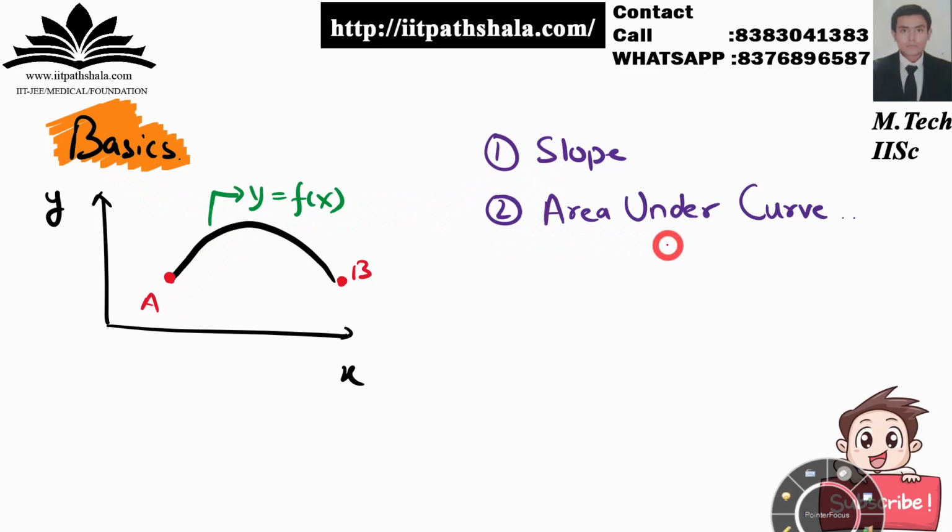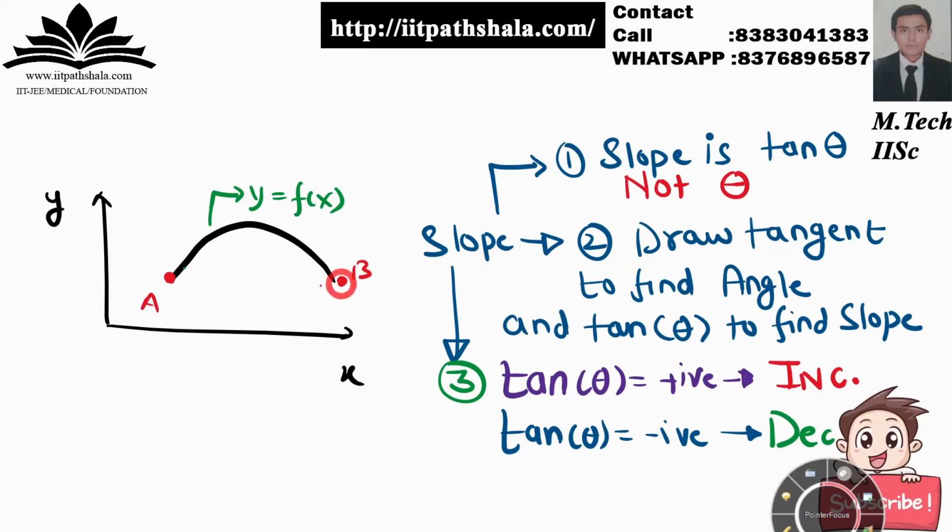Now in this session of the basics we are concerned about the slope and area under the curve. So what is a slope? Slope of a curve is not just an angle, it is the tan value of that angle. So generally people say that okay, theta is the slope, but no, theta is not the slope. Slope is tan of that angle.